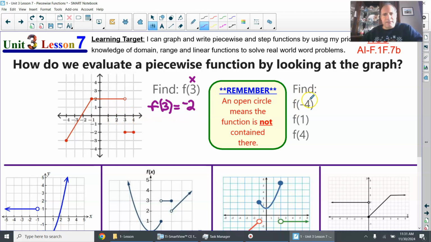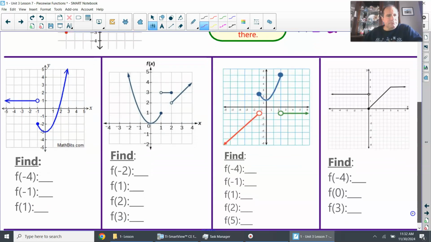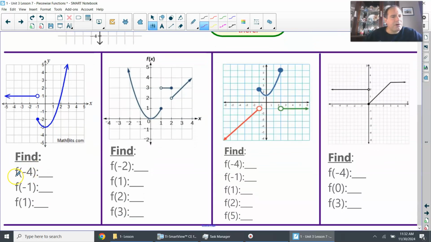Now, we're going to use the same graph. Find when x is negative 4. So x is negative 4. What's the y? Negative 3. F of 1. What's the y? 2. When f is 4, what's the y? Negative 2. Super easy. Take a look at these. When x is negative 4, f of negative 4. So we're going to go to negative 4. What's the y? 1.